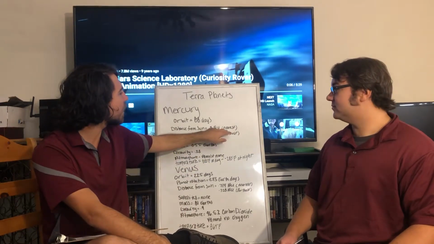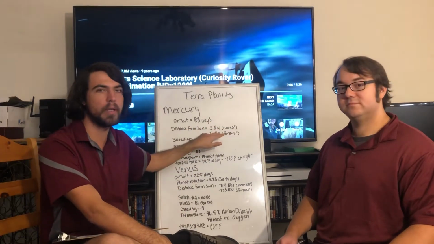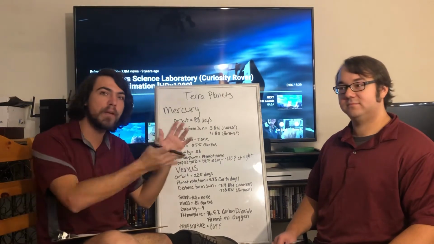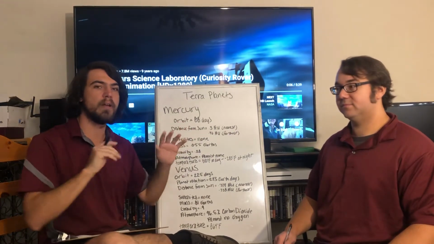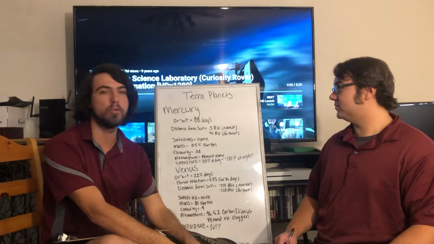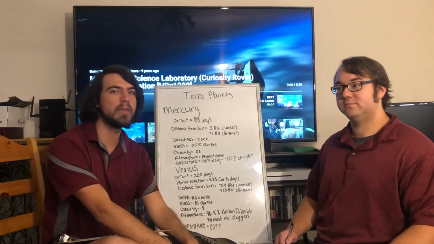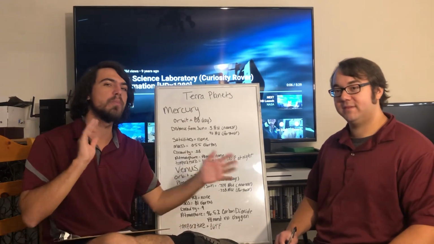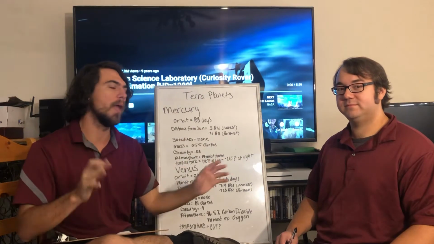So its nearest distance is 0.3 AU, whereas its farthest, because it doesn't have a perfectly circular orbit, it has more of an oval, is 0.46 AU. So all AUs are going to be kind of an average, or it will give you its nearest and its farthest, which means it's traveling inside that parameter.